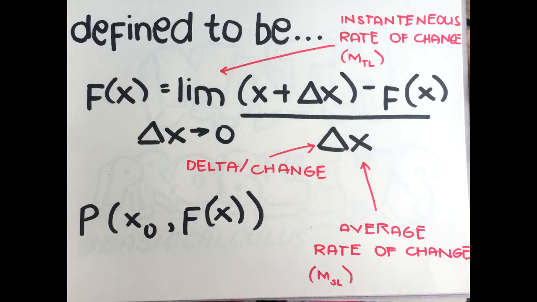Now to make it the average rate of change, we disregard the limit. So it would be f of x plus delta x minus f of x, all over delta x.